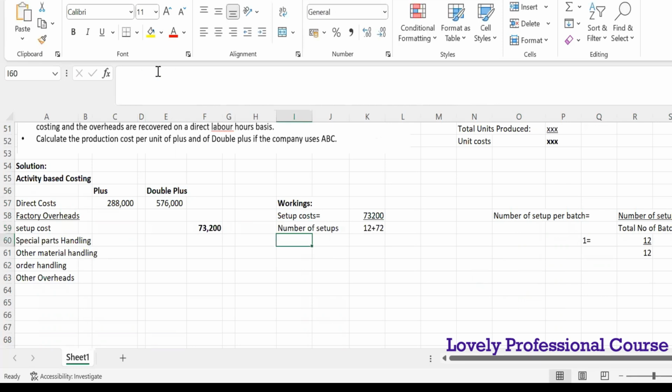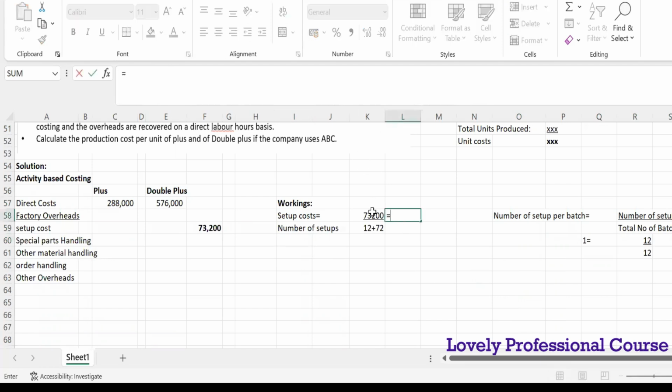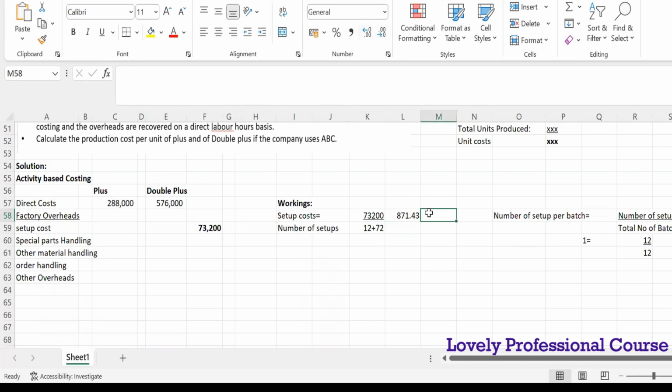But I want you to be very quick when you are doing a question in the exam. This is our number of setups per batch. So I'm going to have now this 73,000 divided by 84, which is this 12 plus this 72, the total number of setups. So I get this. These are my cost per activity. This is cost per activity.